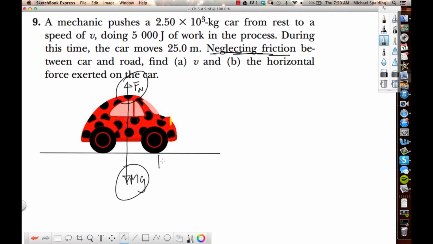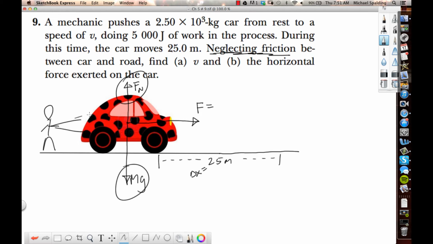The motion of the car is going to be this way. So let's see. The car moves 25 meters to there. That's our delta x. That's the displacement. The displacement's 25. So then the only force doing work is this force that the mechanic exerts. So the mechanic is behind the car here, and he's pushing. So we don't know that force.